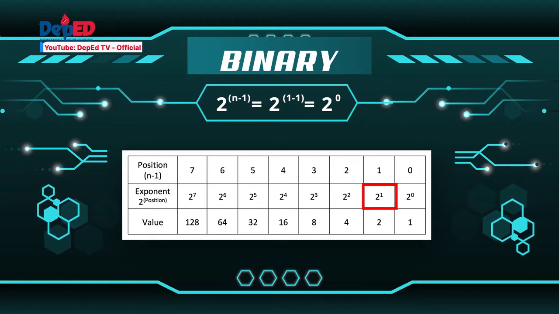The second value is 2 raised to 1, which is 2 because it is just 2 itself multiplied by 1. The third value is 4 because 2 raised to 2 is equal to 2 times 2, which is 4. 2 raised to 3 is equal to 2 times 2 times 2, which is 8, and so on and so forth.